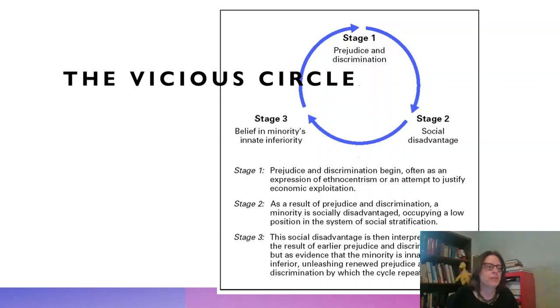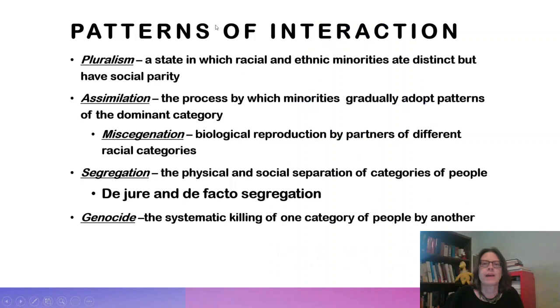So it's a good excuse for... you do the prejudice and discrimination, the social disadvantages show up, and then you say, aha, they can't succeed. So the belief in minorities' innate inferiority justifies the existence and domination of the group, of the elite. Patterns of interaction. This is when we start to get real cheerful.